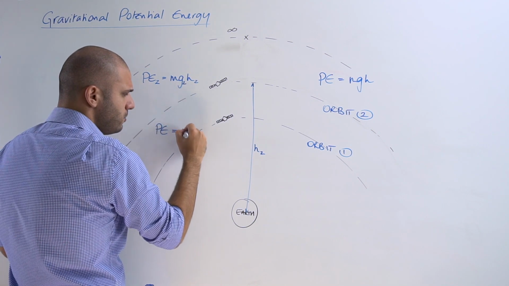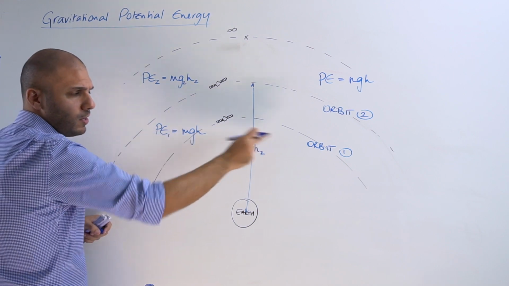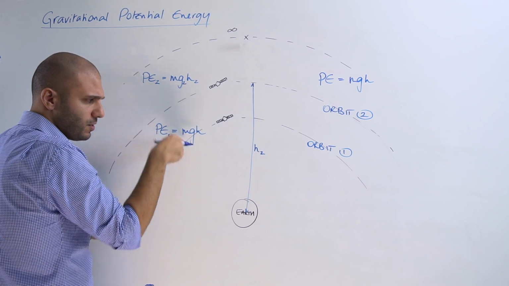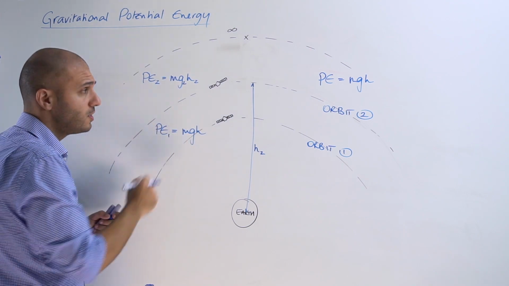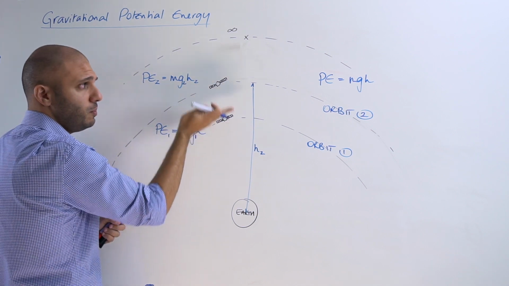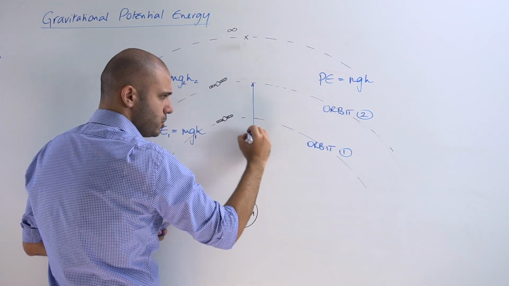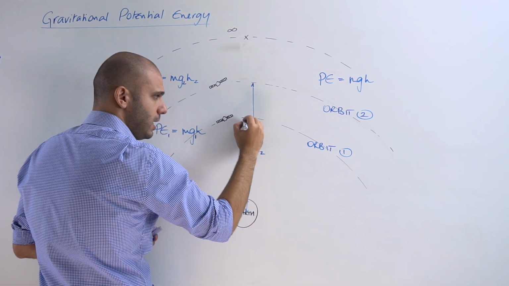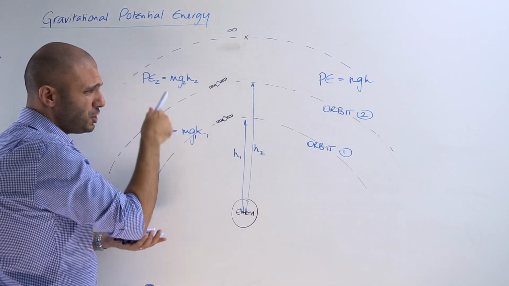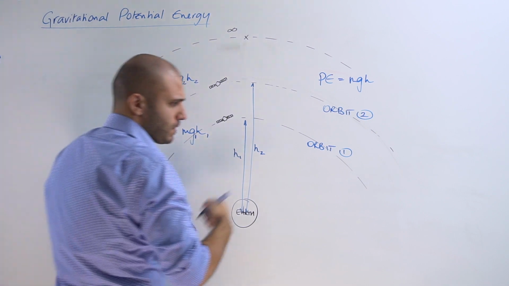The equation for orbit 1 would therefore be PE1. This will be the gravitational potential energy stored in it at that particular orbit. That's obviously the mass of the satellite, which I decided to leave as m. However, g I'm going to label as g1, because this will be different from what is experienced up top, and h will also be labeled as h1.